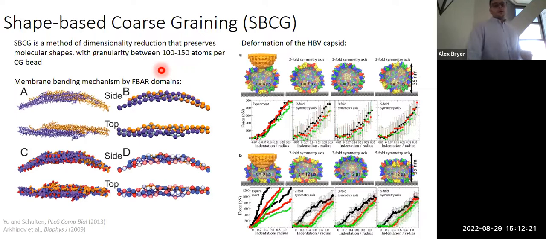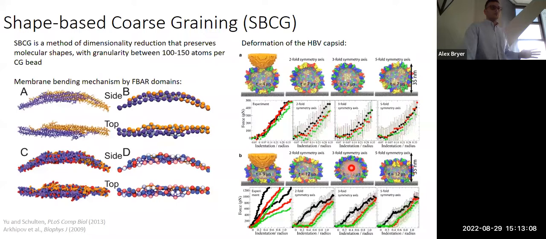The membrane bending mechanism of F-bar domains bending lipid membranes, for instance, was one application of this study that I think both Anton and Hong had done at different stages. And Anton employed this method to study the mechanisms of deformation of hepatitis B virus capsid. With this level of granularity, which is much more coarse than something like Martini, the simulations are amenable to long timescale simulations, for instance in excess of 10 microseconds using a very large integration time step, to look at things like recovery and irreversible deformation.